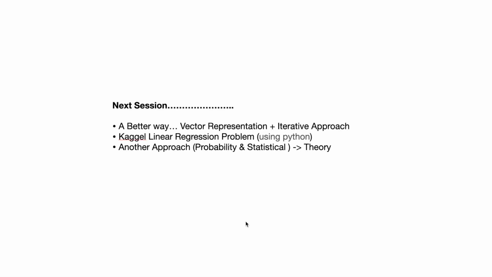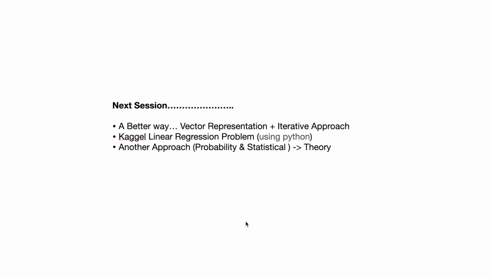In the next session, we are going to discuss a better way, which is a mix of vector representation and our iterative approach. If you remember, in our iterative approach, we just created theta 0, theta 1, theta 2 like that. But in our next session, we are going to discuss how to take the data in a matrix instead of a single array, and how to implement the iterative approach on those matrices instead of just applying the formula we tried here as part of our normal equation. That's a better way to do it actually.